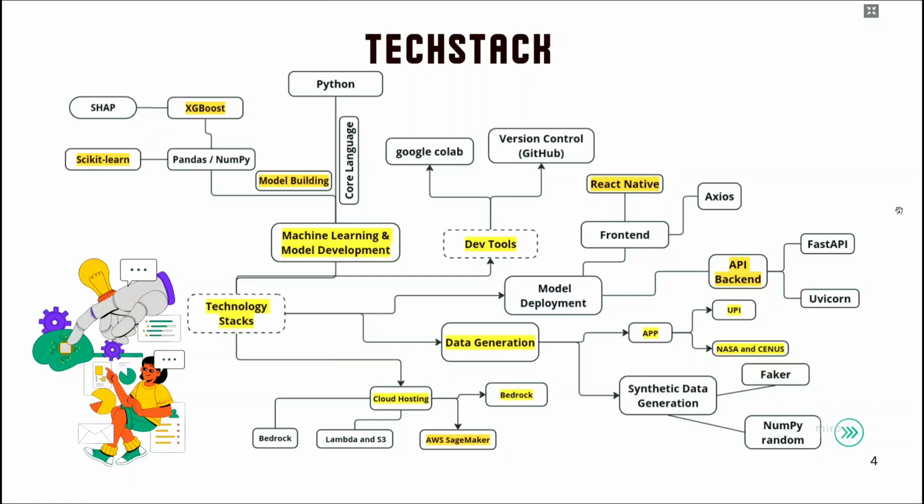For data generation, we synthesize data using Faker, NumPy, random, and signals from NASA and Census API, and UPI transaction pattern-based behavior. In short, we combine practical ML techniques with cloud deployment and real-time explainability, all within a user-centric mobile app. The project is designed to democratize credit evaluation using open data and smart modeling.